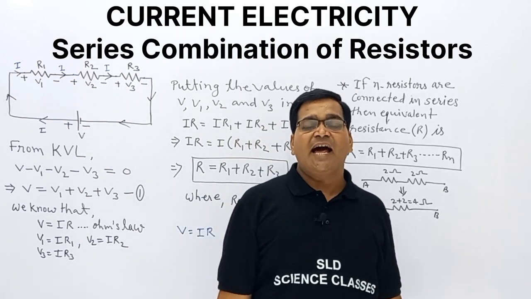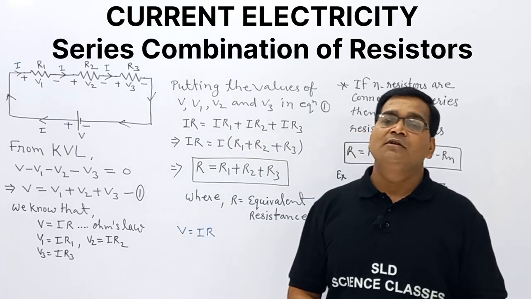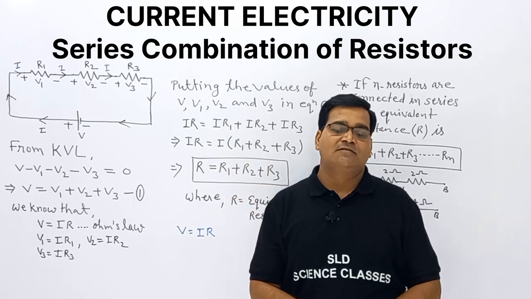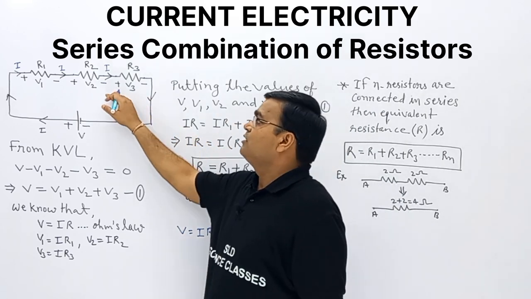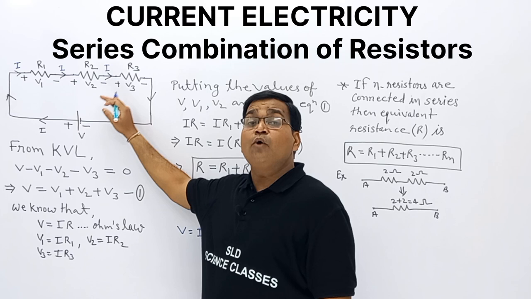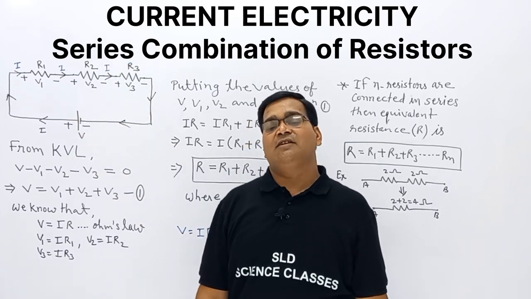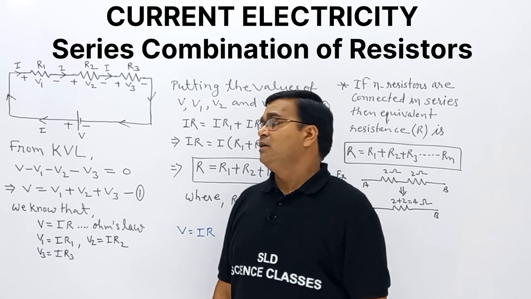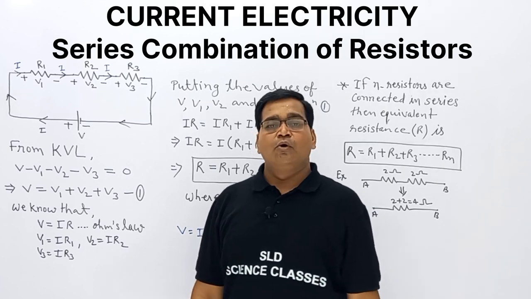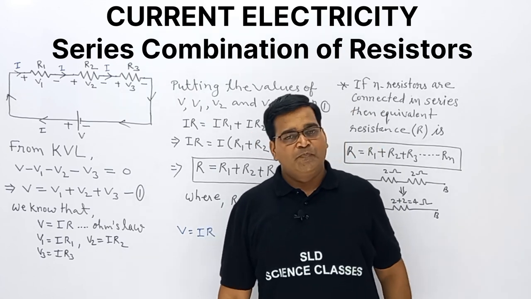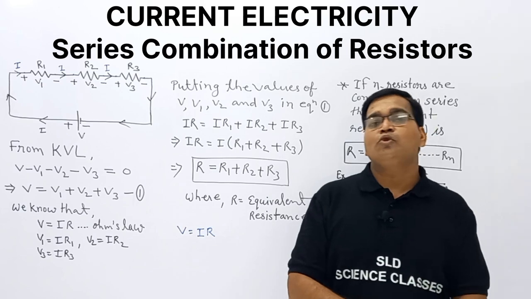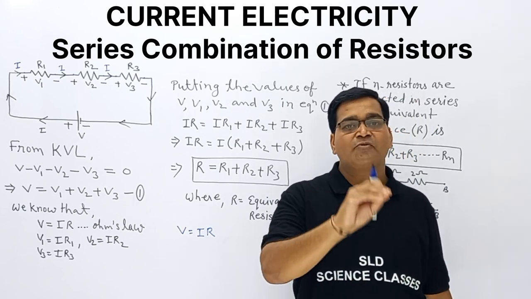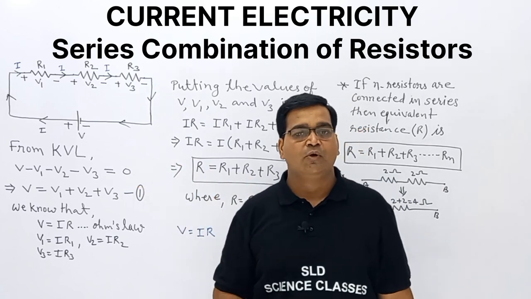But our task is, what is the topic? Combination of resistors. We have three resistors. How will we find the equivalent resistance, a single resistance? For that we want a formula. In our syllabus we have Kirchhoff's laws, which are of two types: Kirchhoff's current law and Kirchhoff's voltage law.